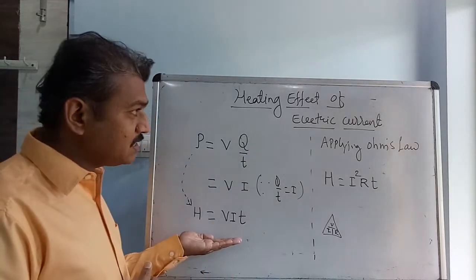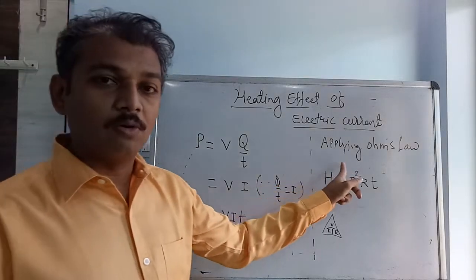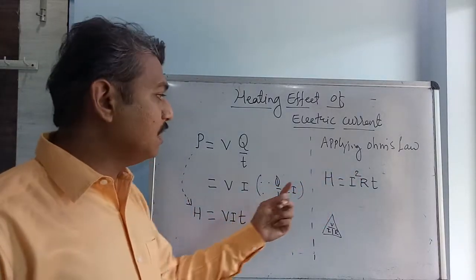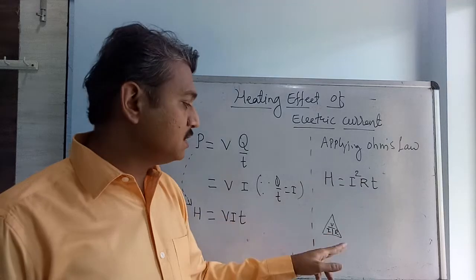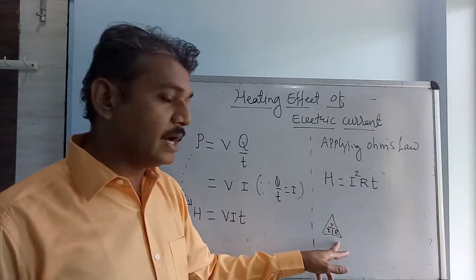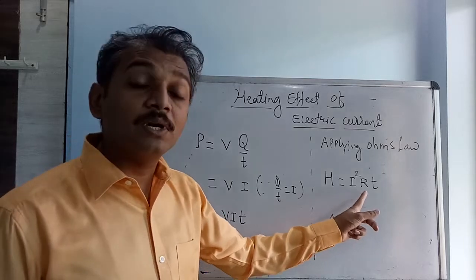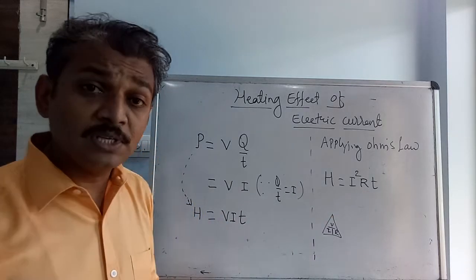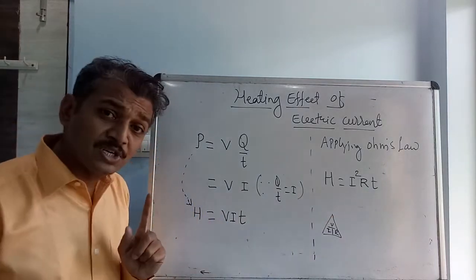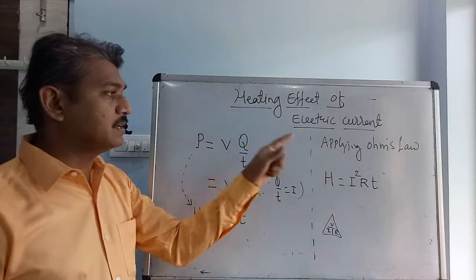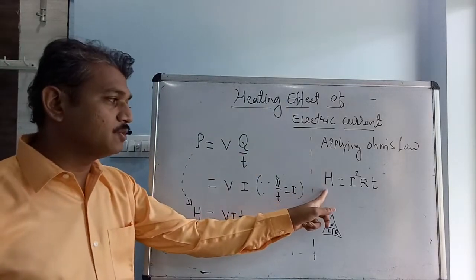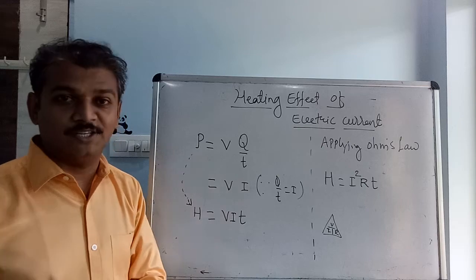So now on this equation, applying Ohm's law, for this V we are applying Ohm's law, and as I told you, V is equal to IR. Putting the value of V as IR, it gives I square RT. So this is one more equation for the heating effect of electric current, that is H is equal to I square RT.